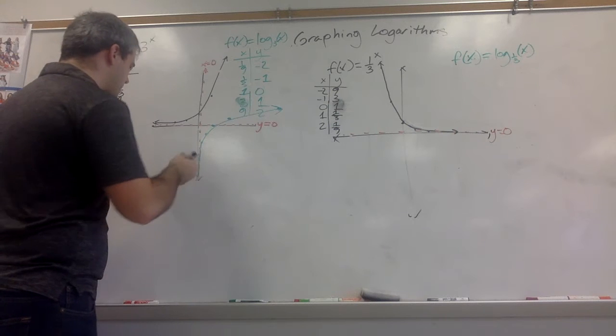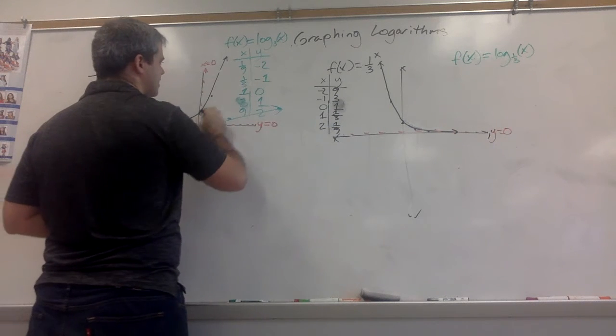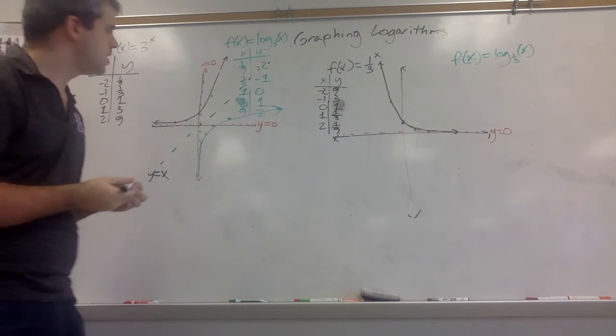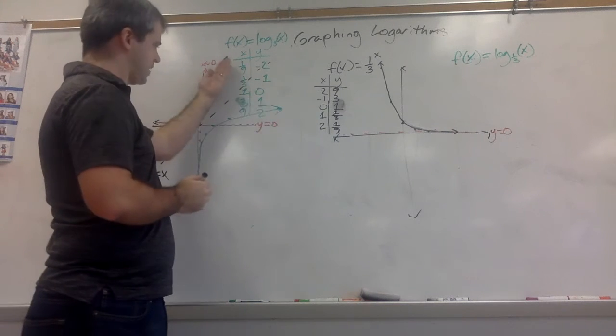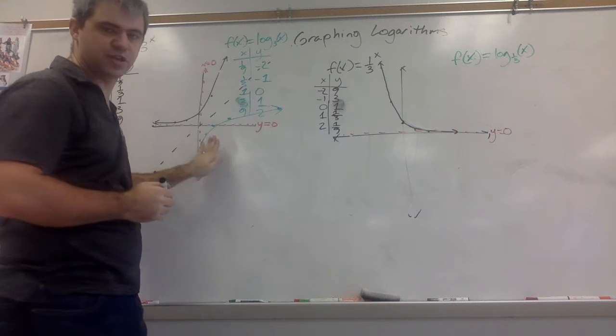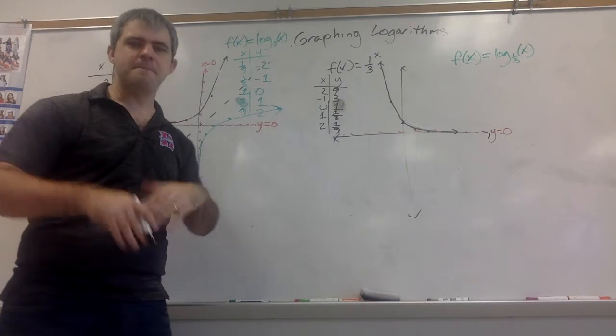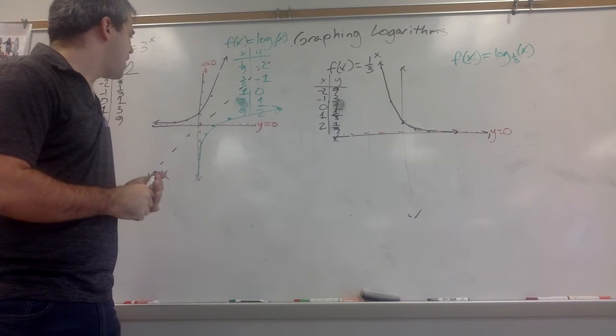Okay. Another way that you can think of how things are going to get graphed is remember that inverses get reflected over the line y equals x. So you can see this is a reflection of this. This is a reflection of this. So they match each other in a lot of ways.